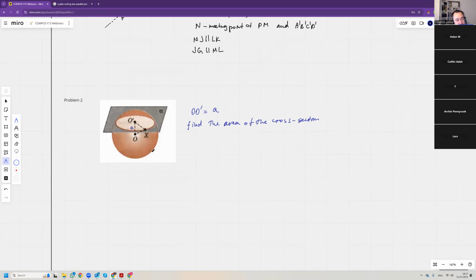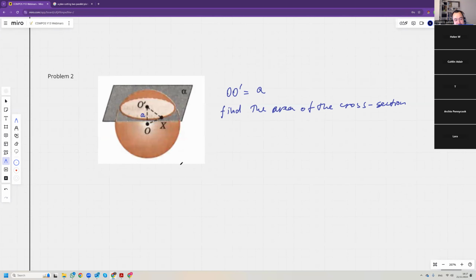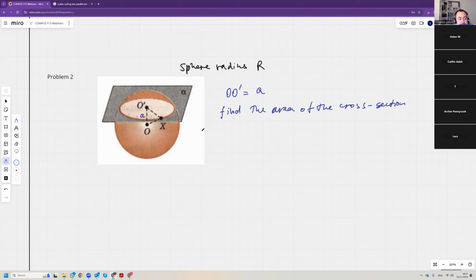Okay, moving on. So this is a plane cutting a sphere of radius R. And a plane is drawn a distance a from the center. And the task is to find the area of the cross section.